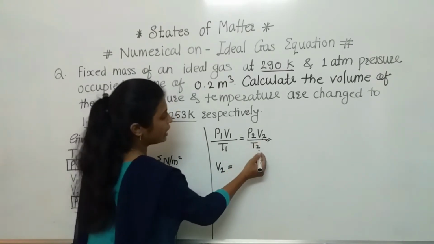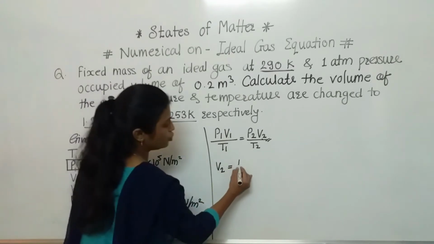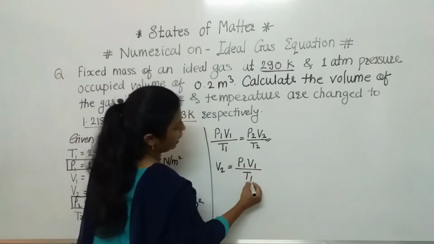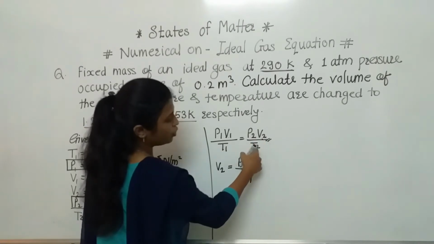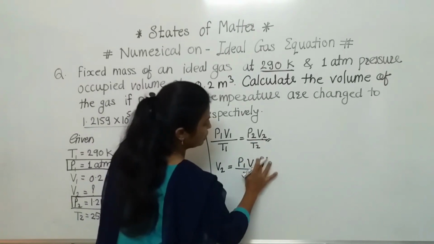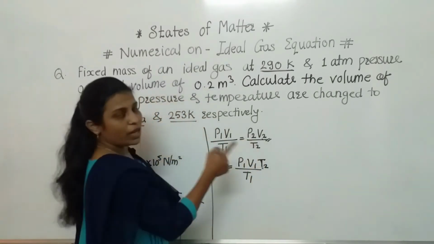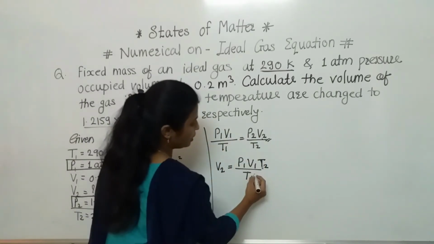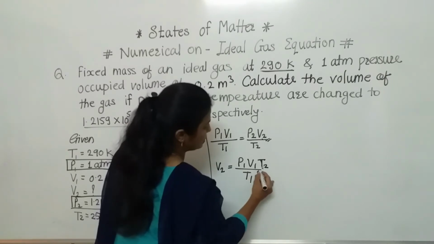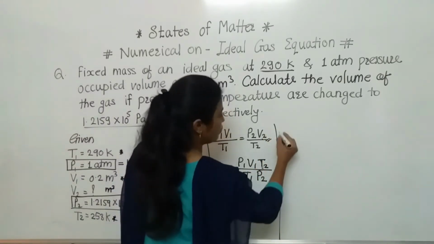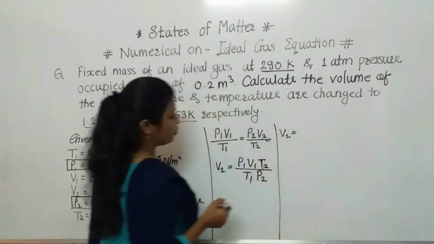So what will happen? It will get multiplied to that term. The right hand side will remain as it is. And here T2, which is divided by V2, will become multiplied. So T2 into P2 is multiplied to V2, and here it will become divided to this term. Clear to everyone? So simply we are going to put all these values and do our final calculation.